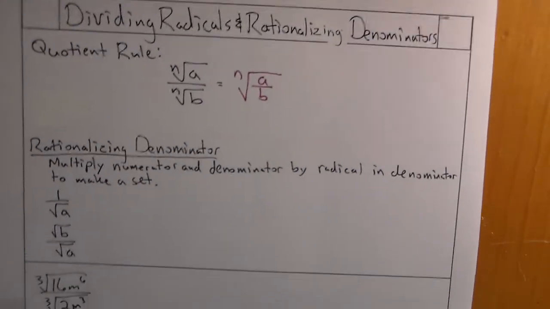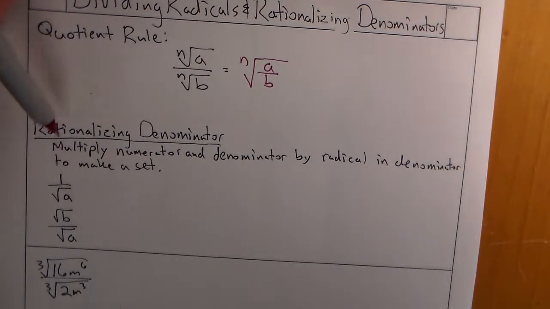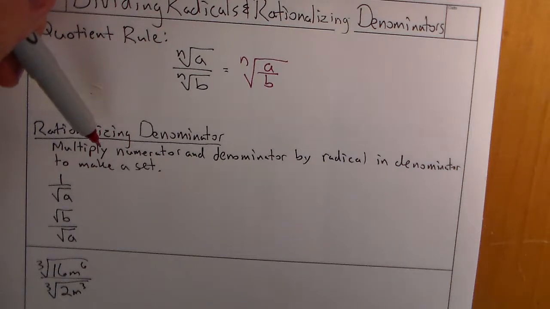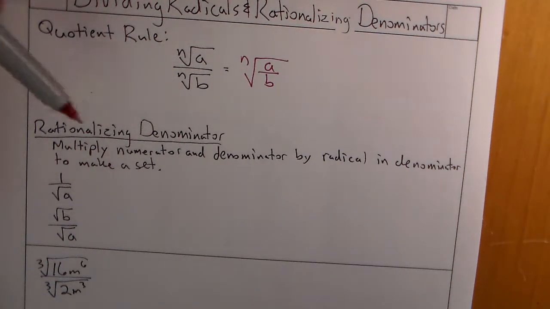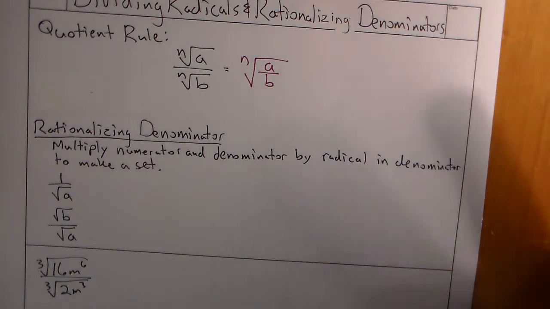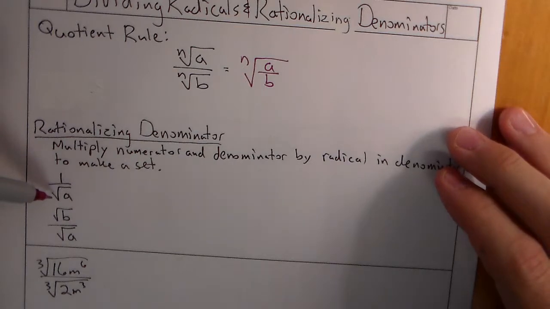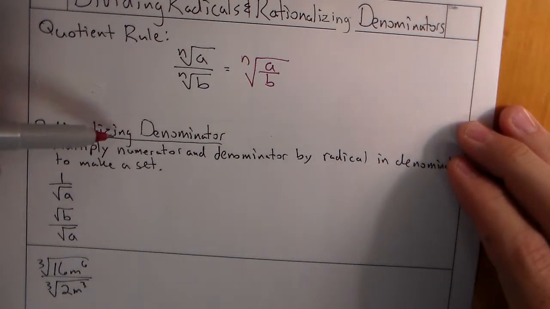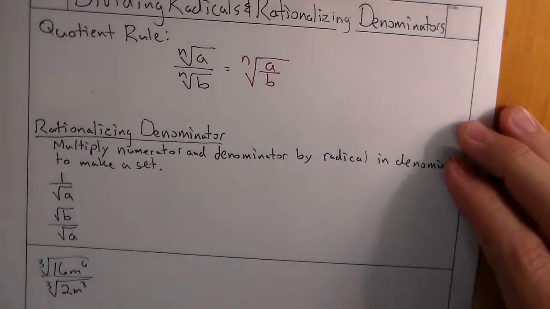The other thing we have is rationalizing a denominator. We cannot leave a radical in the denominator. So anytime that comes up, we're going to multiply the numerator and denominator by a radical in that denominator to make a set. So let's show what that really means. So 1 over the square root of a. I can't leave it as that because it's a radical in the denominator. Then we call that an irrational number, so we have to rationalize so it's no longer irrational.